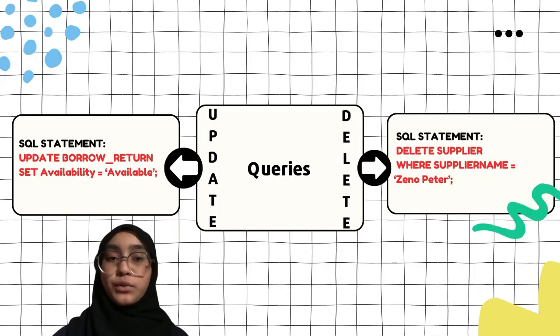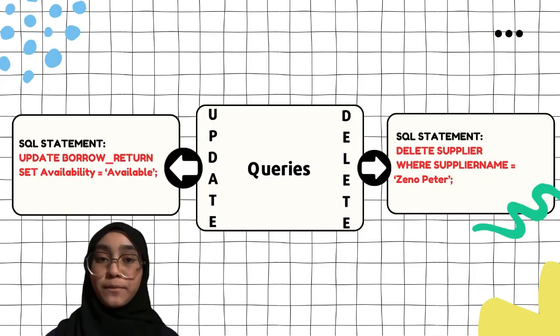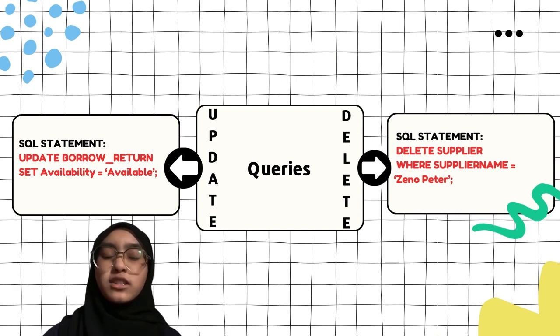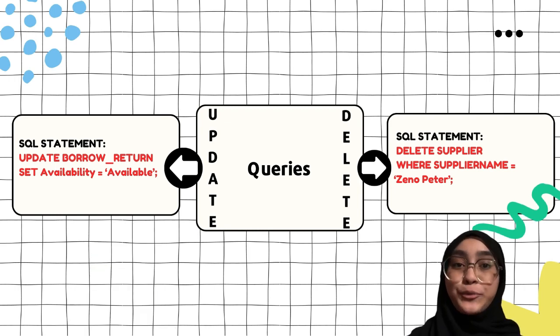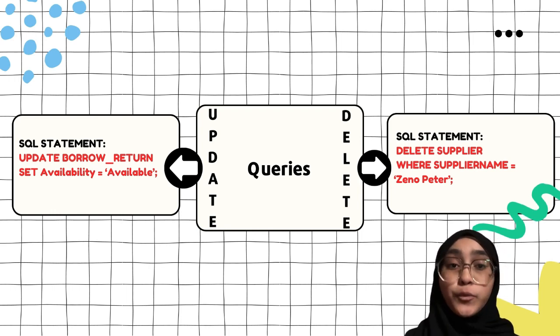A query is a request for data or information from a database table. So, from a query, we can view specific data that is needed for a report or just to get an overview of the database. These are the examples of queries that we used. The first one is the update query. We use the update query to update the information in the database. For our program, we used it to update the availability of our material. The second one is the delete query. We use the delete query to delete information that has become irrelevant in the database. For our program, we use the delete query to delete a supplier that no longer supplies for us.